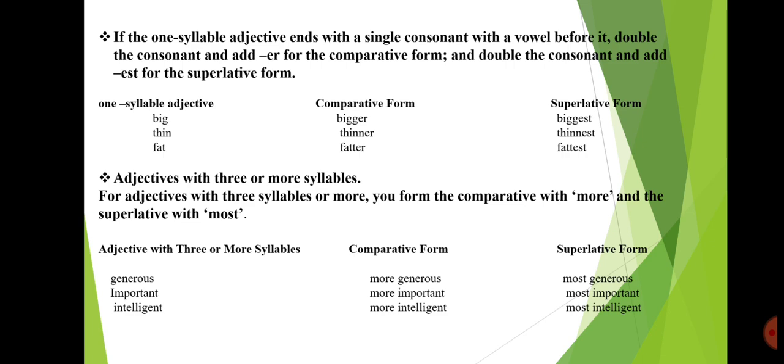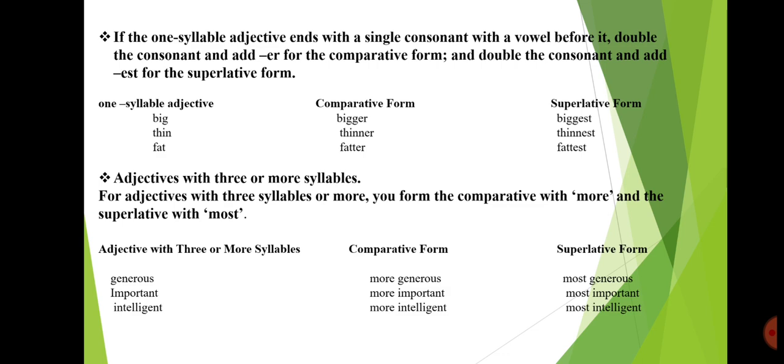Have a look at the examples here. Big, B-I-G, we have added G, that is one more consonant, or we have doubled the consonant G in comparative form and made it bigger. In superlative form it is B-I-double-G-E-S-T, biggest. Same rule has been applied there for thin, thinner, thinnest, fat, fatter, fattest.